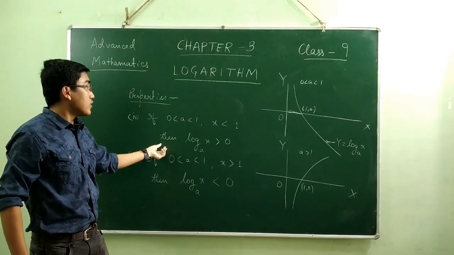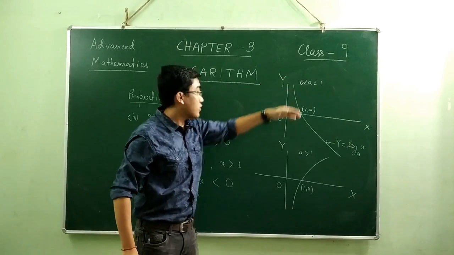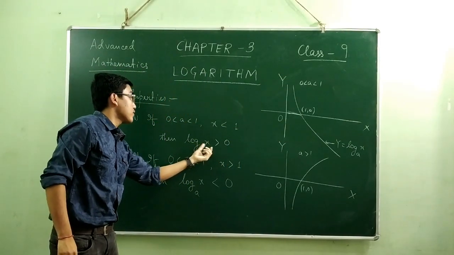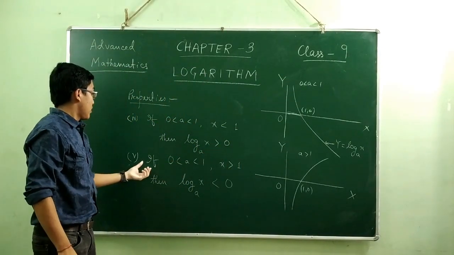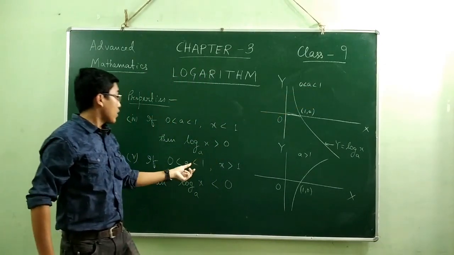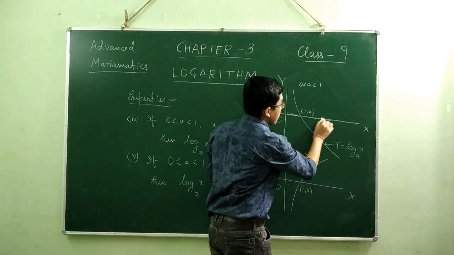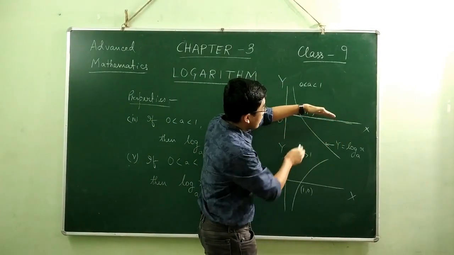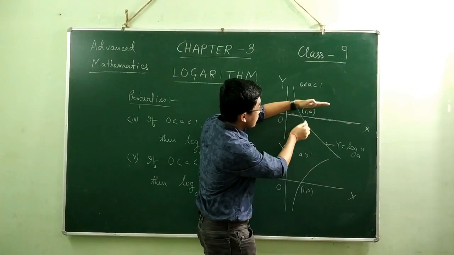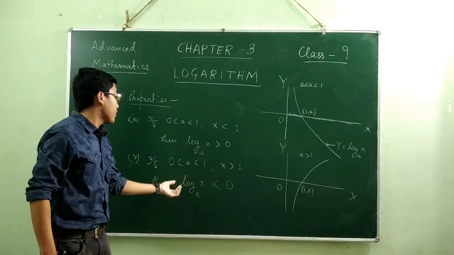then I can clearly see that this part of the graph, above the x axis, is greater than 0. Again, for the same condition, 0 less than a less than 1, if I take x greater than 1, that means for this portion, I see that my curve is below the axis, that is, the graph is negative.